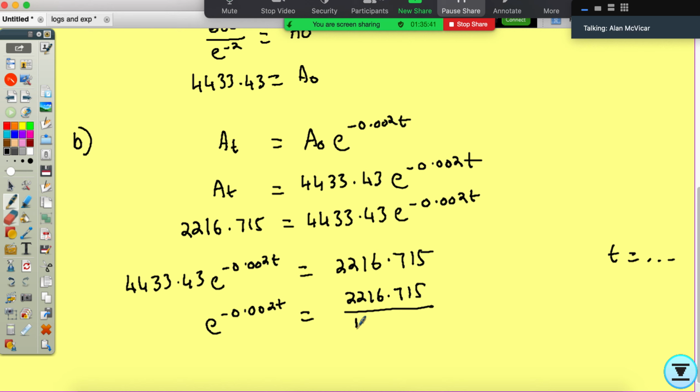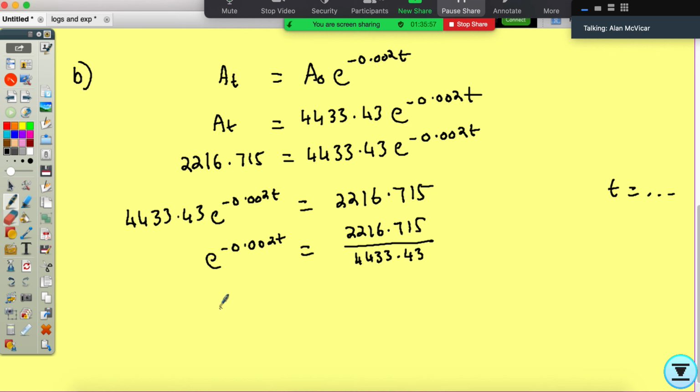Now, if you were really clever at the start, you could have got to this stage straight away. But this is the way I would have done it when I was learning exponentials. Now, if I divide both sides by that number, I type it into my calculator, it gives me 0.5.